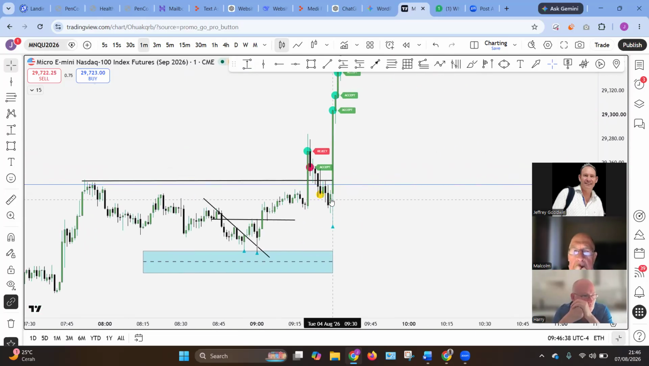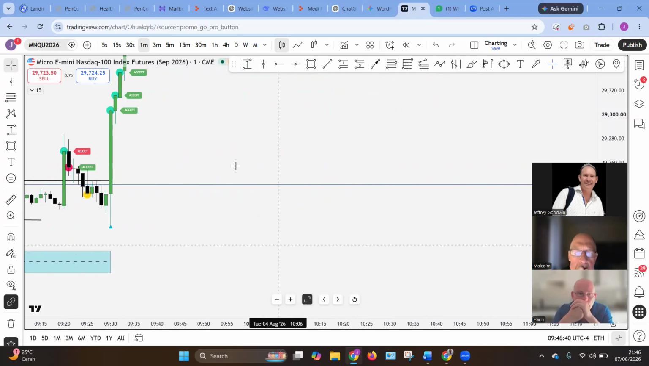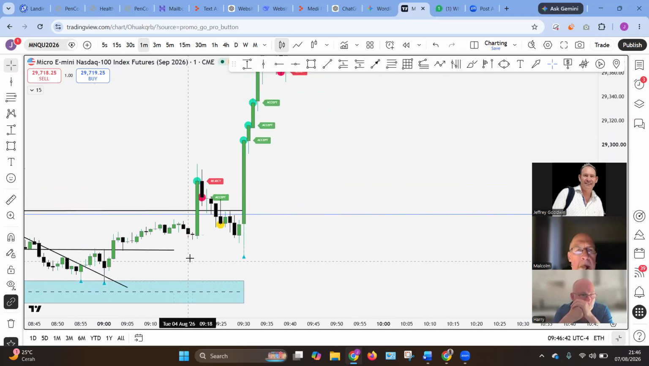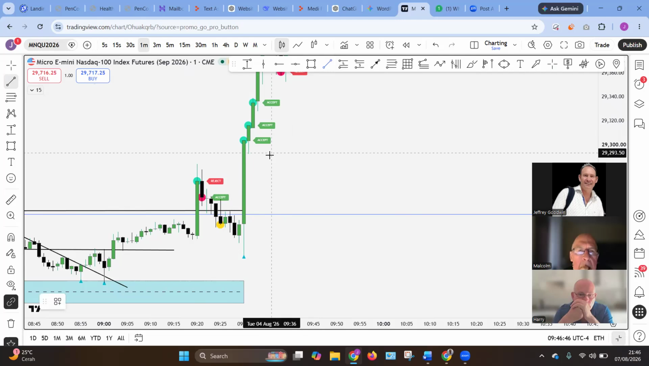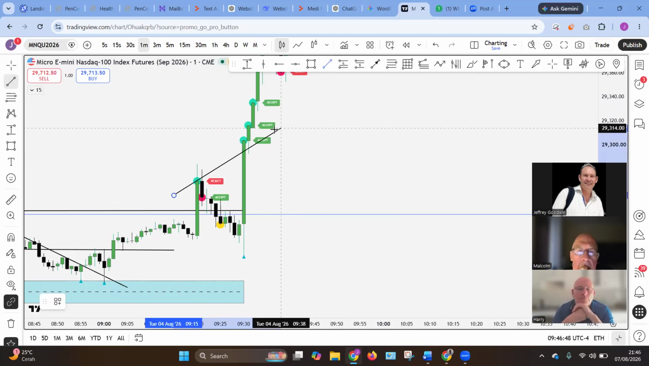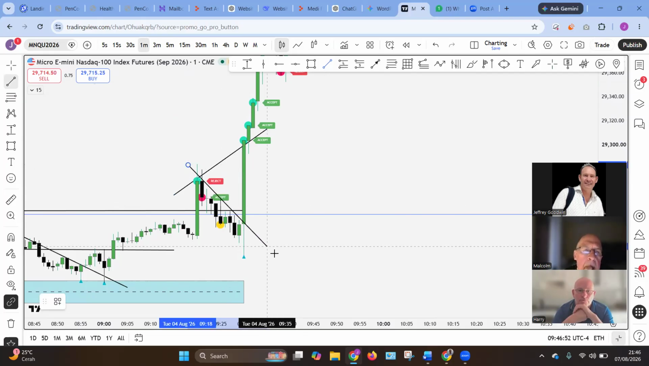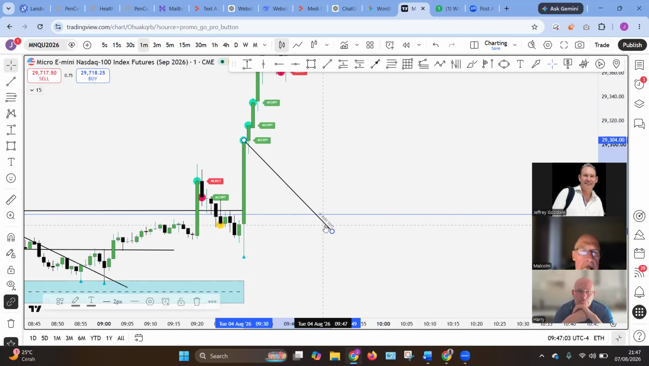Now we're coming to 9:30. Oh, scary. We get one of these. By the time that 1 minute candle's finished, it's already above the trend line. You see that? It's already above that trend line. Oh, but we get an acceptance. So there's our entry right there.